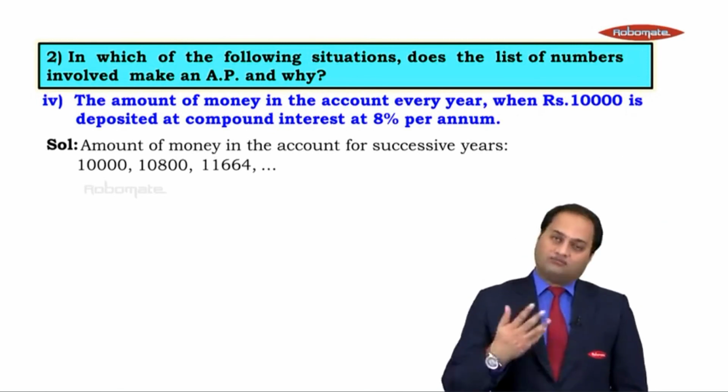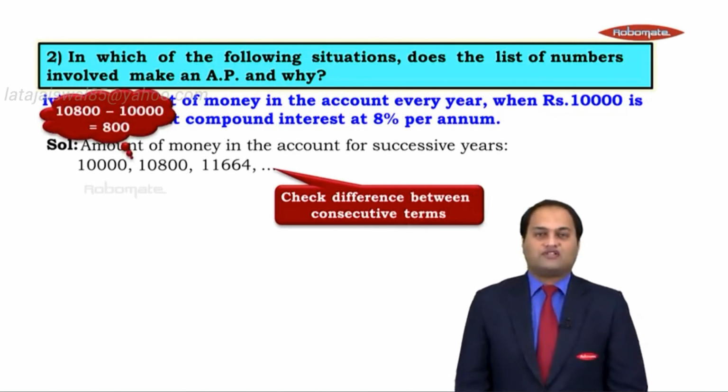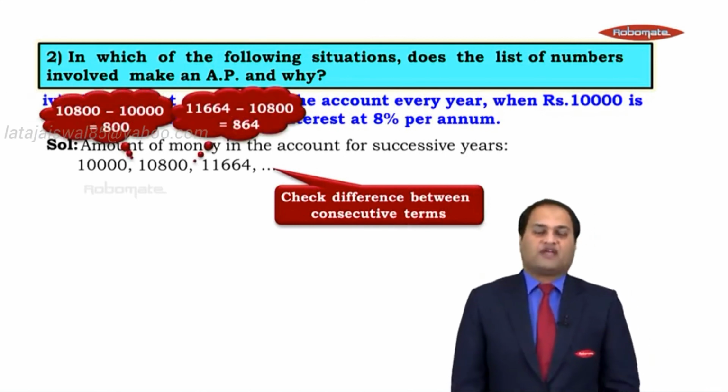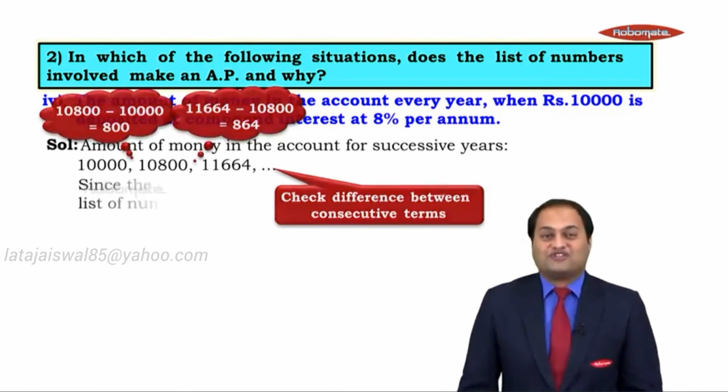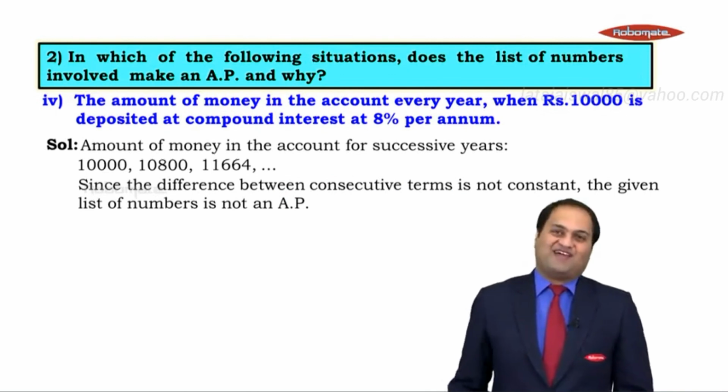Now what do we do? We find the difference between the two consecutive terms. Let's find. The first difference is 800. The second difference is 864. So is the difference remaining the same? No. So it is definitely not an AP. As simple as that.